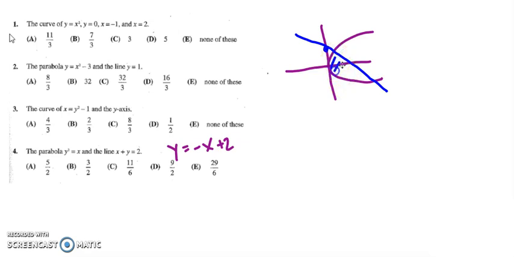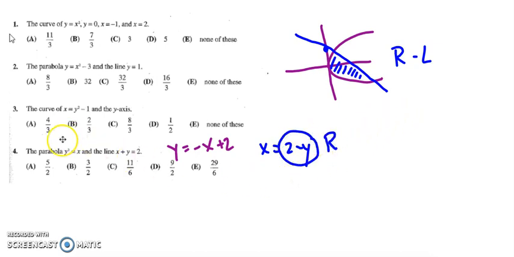So I think, since this is my region, I'm going to have to do right minus left. That means that I actually want my curve written in terms of y. So it'll be x equals 2 minus y. This will be my right-hand curve, and then my left-hand curve will be y squared. So I'm going to integrate right minus left.